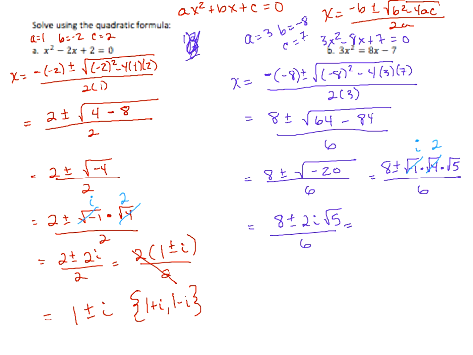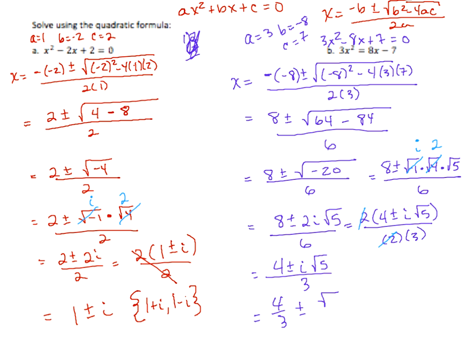If I factor a 2 out of the numerator, I have 4 plus or minus i square root 5 over, I'm going to factor the 6 into 2 and 3 so that I can divide that factor of 2 out. That leaves me with 4 plus or minus i square root 5 over 3. I can't leave it in that form. It's got to be in standard form, which is 4/3 plus or minus the square root of 5 over 3 i.